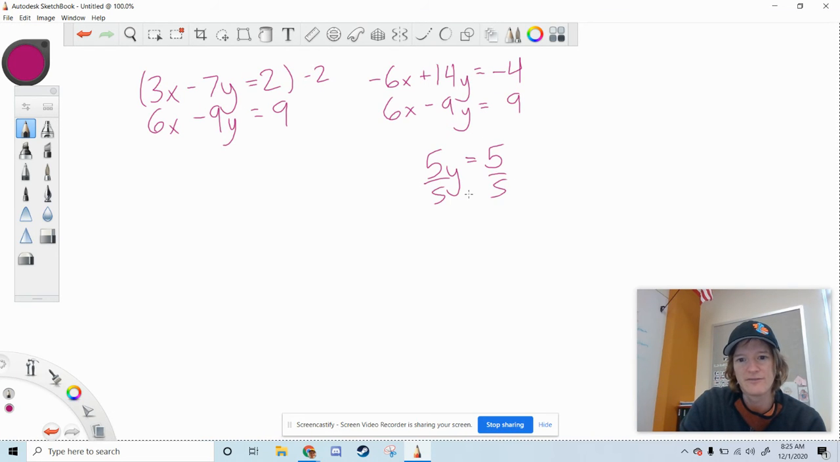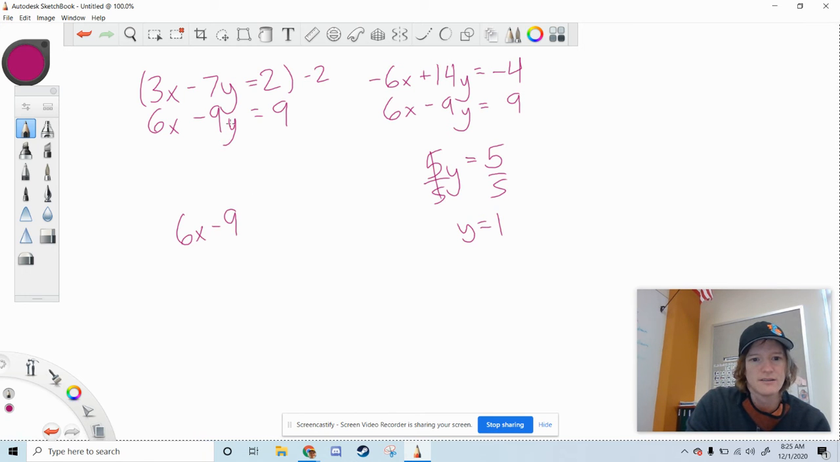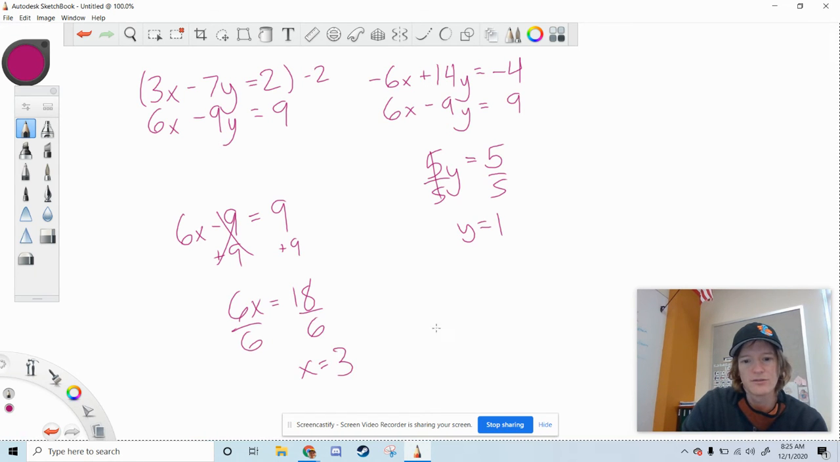Divide by 5, divide by 5. y equals 1. And we can plug it into any of these, it doesn't matter. How about this bottom one? So 6x minus 9 times 1, I'm just going to leave that out because y is 1, equals 9. Plus 9, we get 6x equals 18. The 9's went away. Divide by 6, x equals 3.